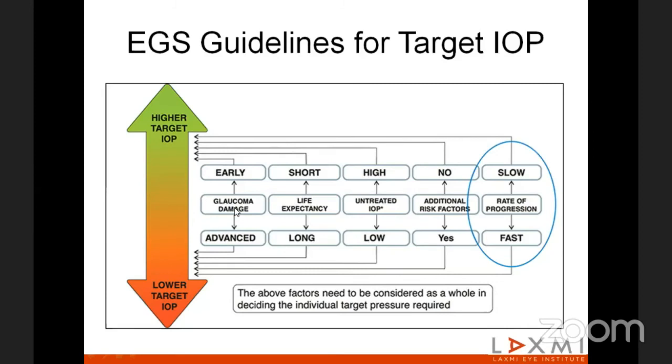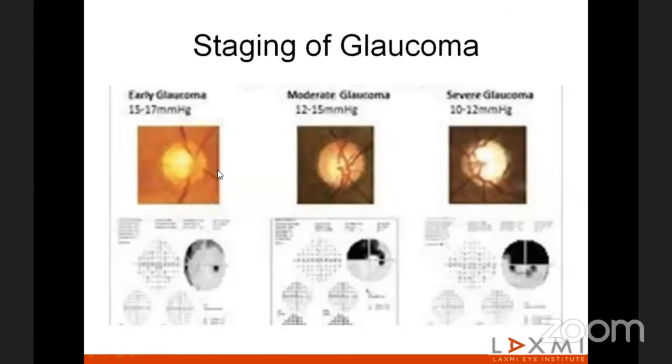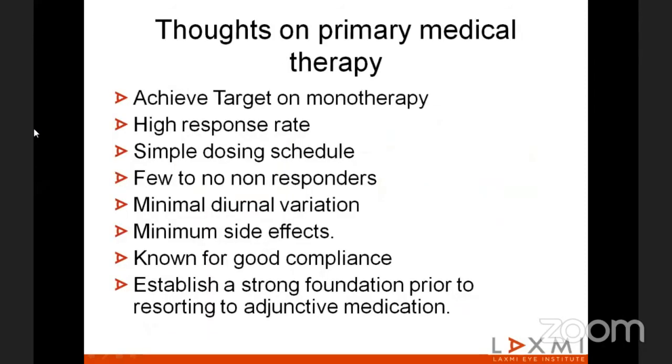So he's already told us that we got to look at the glaucoma damage, life expectancy, untreated intraocular pressure, look for additional risk factors and look at the rate of progression, and then decide whether your pressure can be high or low. And he's also told us that we can look at staging of glaucoma before we start to look at the target intraocular pressure. So depending upon whether you have an early glaucoma, a moderate glaucoma, or a severe glaucoma, you can decide on how high or low your target pressure needs to be.